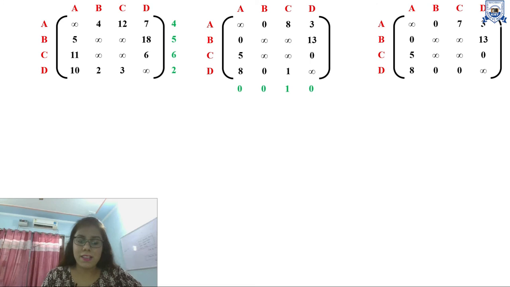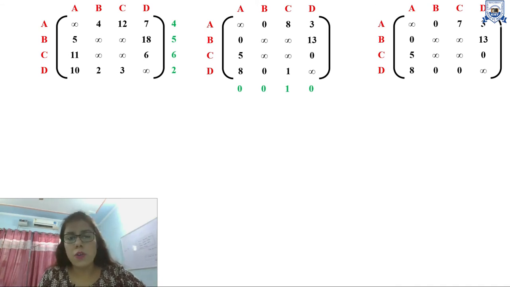Now this matrix is called my reduced matrix. But what about the numbers I have subtracted? That number is actually the minimum cost that will be there if I am traveling from any node to any other node. So that is my minimum cost, which is now fixed if I'm going to travel.